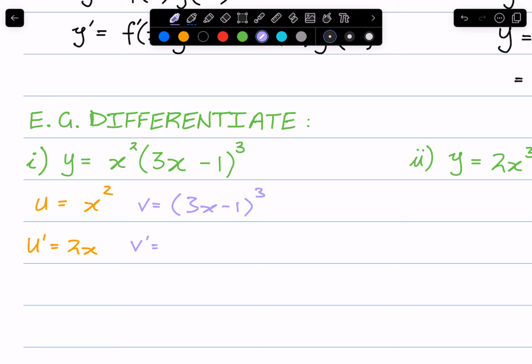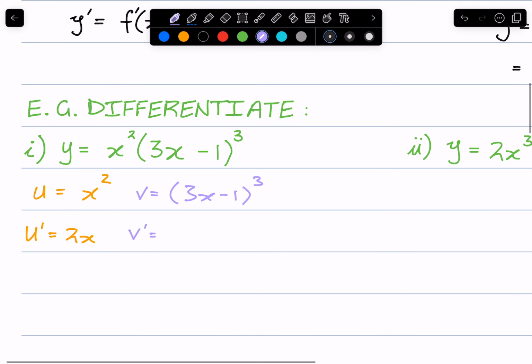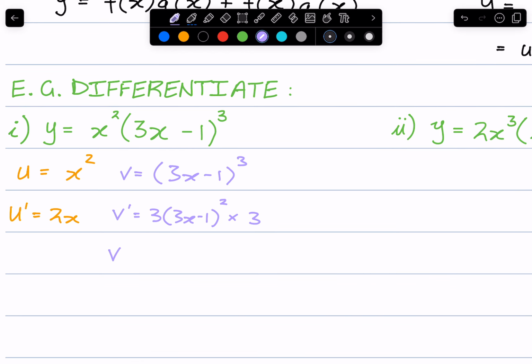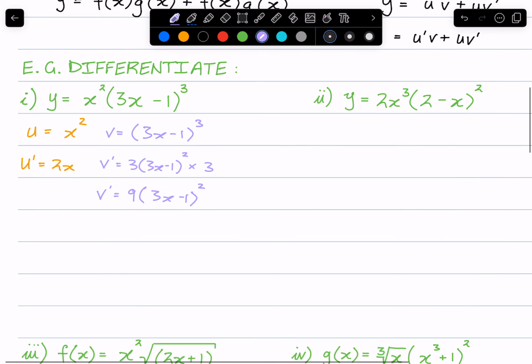And I hope you can see that this is a chain rule. So it's going to be 3x minus 1 squared. The inside function remains the same. And we then multiply by the derivative of that inside function. Its derivative is just 3. So v prime is equal to 9 times 3x minus 1 all squared.